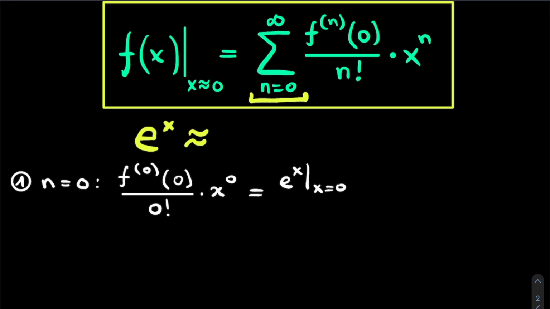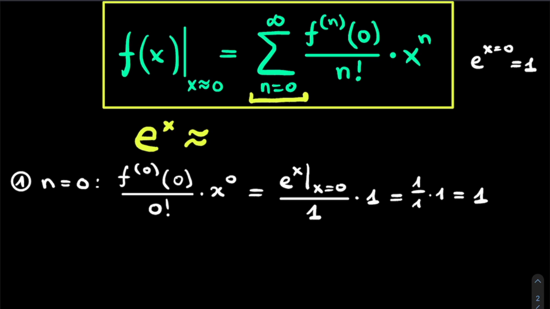This is another notation to signify this. We divide this by 0 factorial, which is just 1. And we multiply it by x to the power of 0, which is of course also just 1. Now, since we know that e to the power of 0 is just 1, we find that we get 1 divided by 1 multiplied by 1, which is of course simply 1.